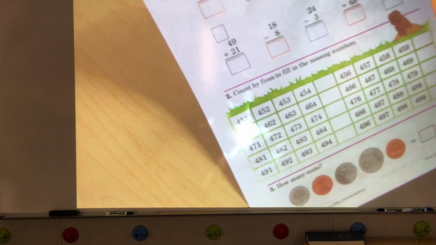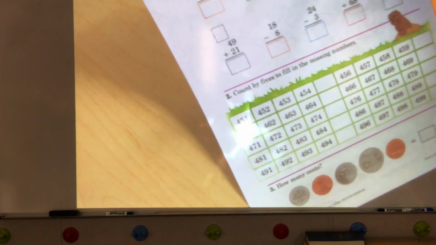Let's take a look at section number 2. Section 2 says count by fives to fill in the missing numbers. You're going to start at 451 and you're counting 452, 453, 454. So here there's a missing number. What comes after 454 and before 456? The number 455 comes after 454 and before 456. So you write 455 here, and then here will be 460. So you'll fill in the missing numbers.